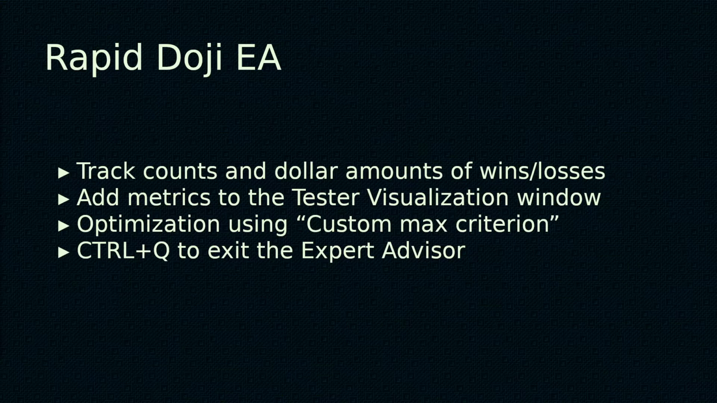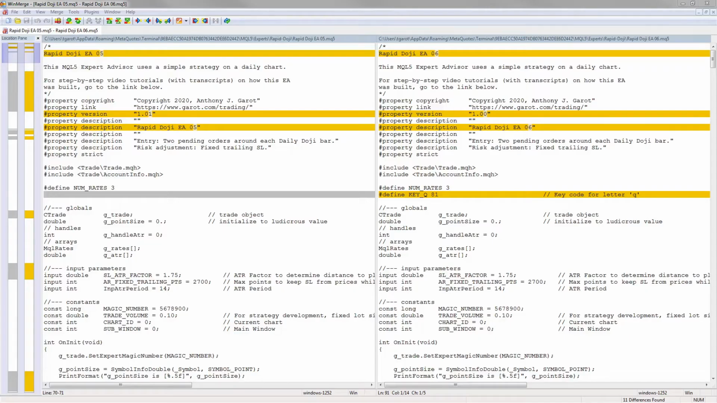Now let's do an overview of the code changes in WinMerge. To show the differences in the code between versions 5 and 6, we'll do a quick walkthrough summary using WinMerge. After this summary, we will go through the added code in more detail in MetaEditor. Remember that in WinMerge, changed code is highlighted yellow on both sides, and additions or new code is gray on the left side and yellow on the right side.